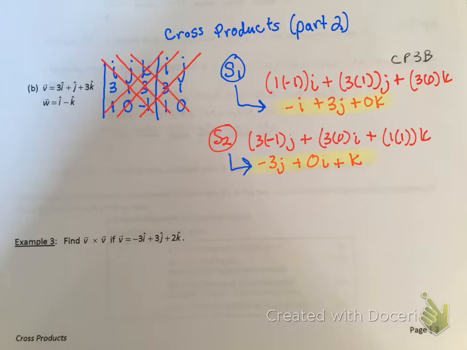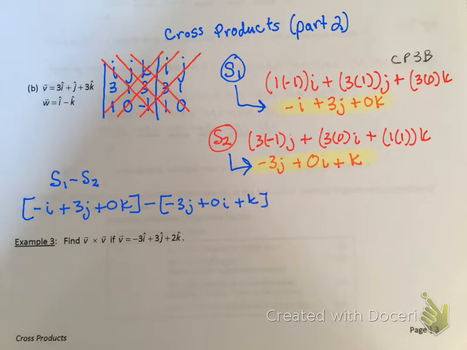Okay, and I'm going to quickly check my answers. I'm going to pause it so you can check your answers too, and then I'm going to start up again. Okay, everything looks good, so now I'm ready to take sum 1 minus sum 2. So sum 1 was -I plus 3J plus 0K minus -3J plus 0I plus K.